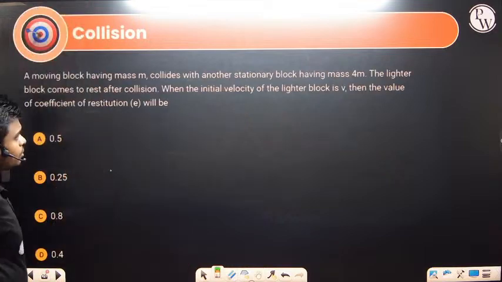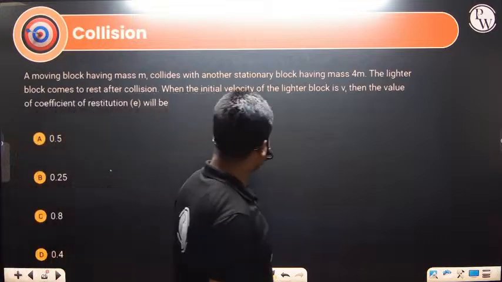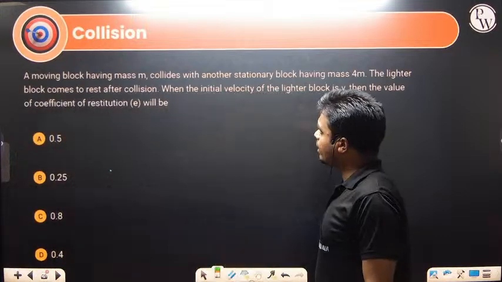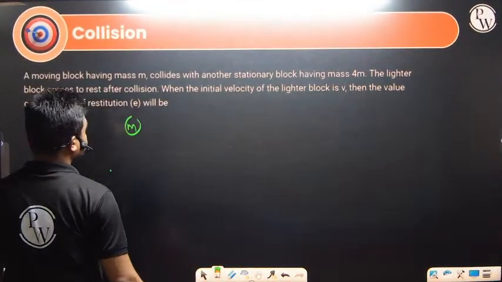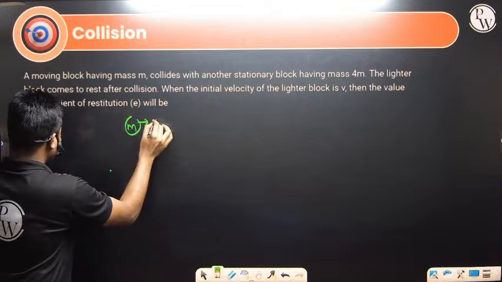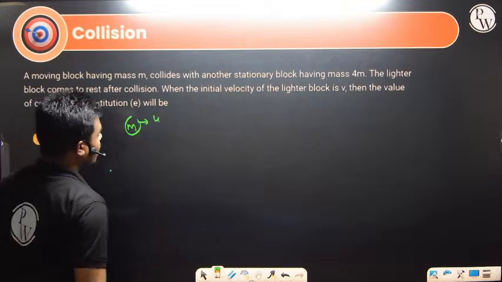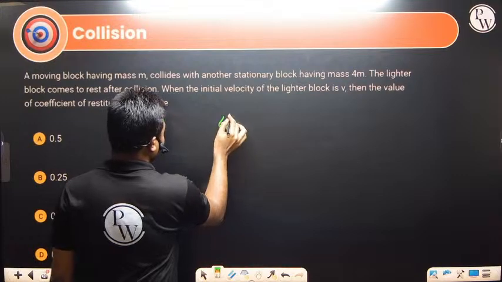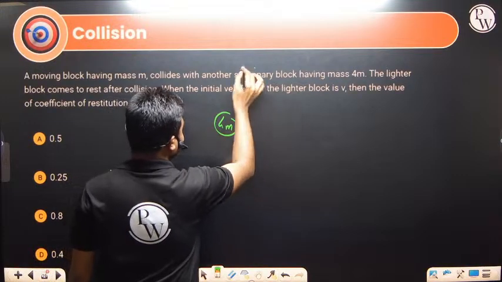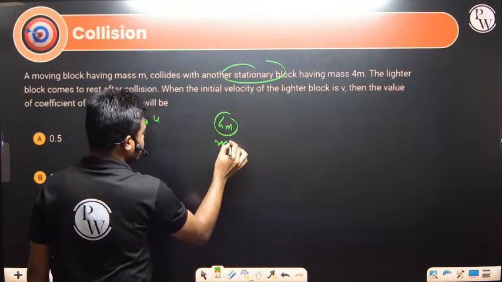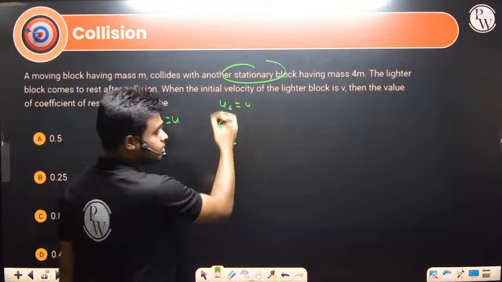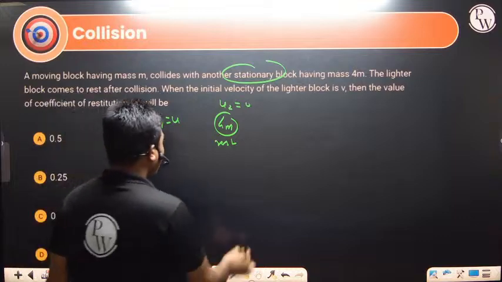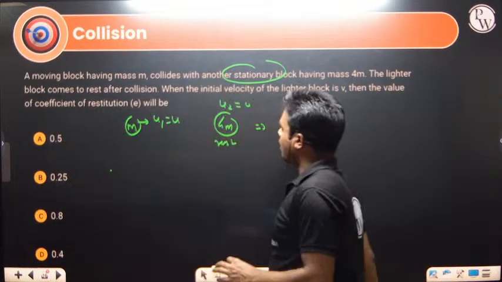Second question, again from collision. A moving block having mass m collides with another stationary block having mass 4m. The moving block with mass m is moving with, let's say, speed u, and it collides with a stationary block of mass 4m, which is at rest. So u1 is equal to u, and u2 is 0. What is happening after collision?